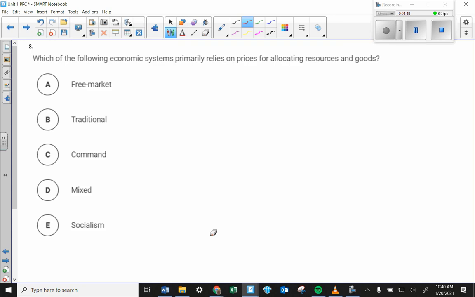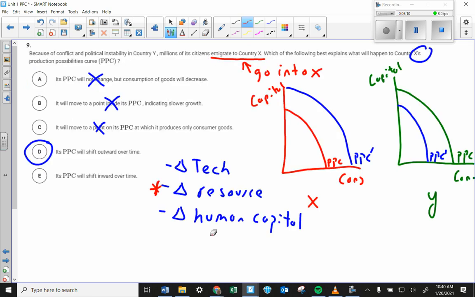Same thing with this one here, which is the following economic system primarily relies on allocation of resources of good, relies on prices, and that's a free market. They could have also said a market economy or something like that. But a free market economy, again, go through those notes on this stuff if you missed this one here.